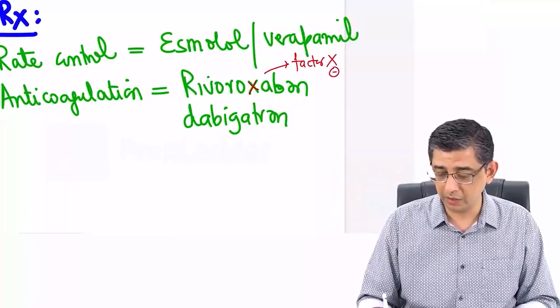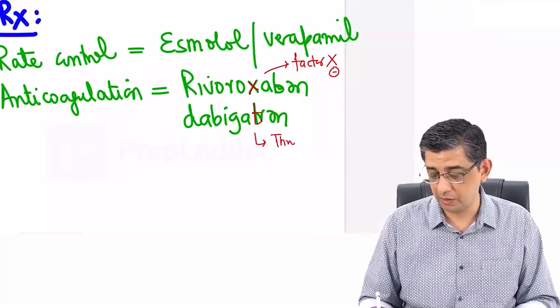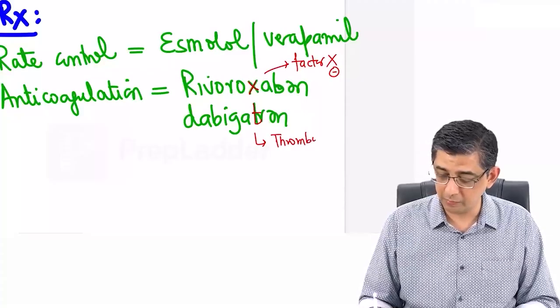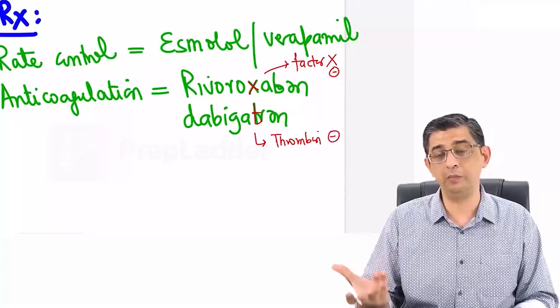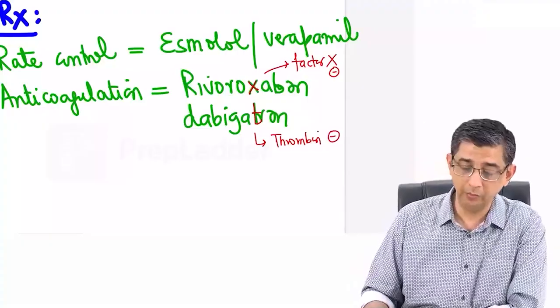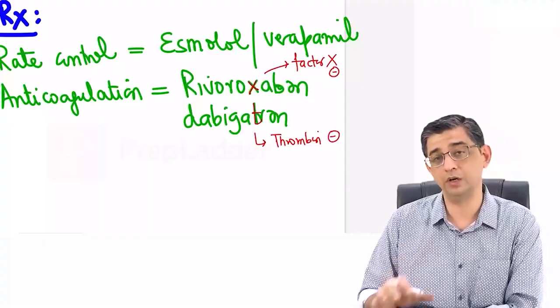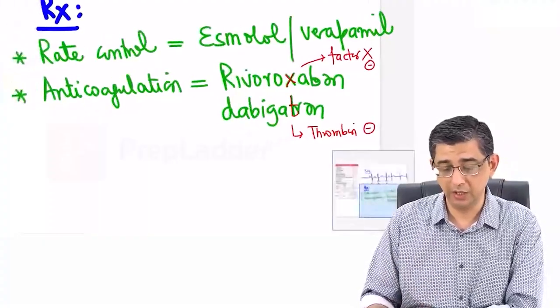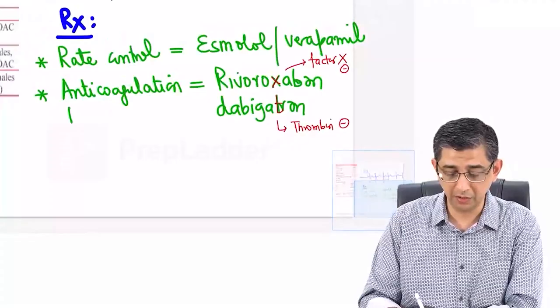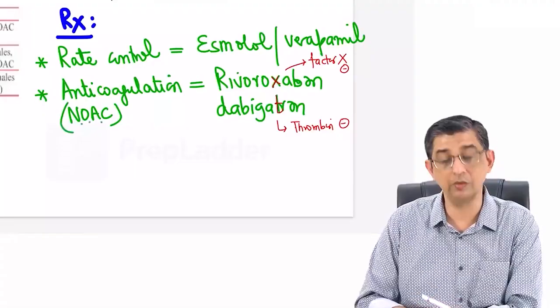When it comes to dabigatran, it has a T available here, so this would be a direct thrombin inhibitor. Obviously, there are various hacks to remember it, and you can read about these drugs from the pharmacology domain as well. But at the moment, I want you to remember that whenever they ask you about the anticoagulation to be done in atrial fibrillation, instead of answering warfarin, which was used when I was a student your age, answer novel oral anticoagulants.